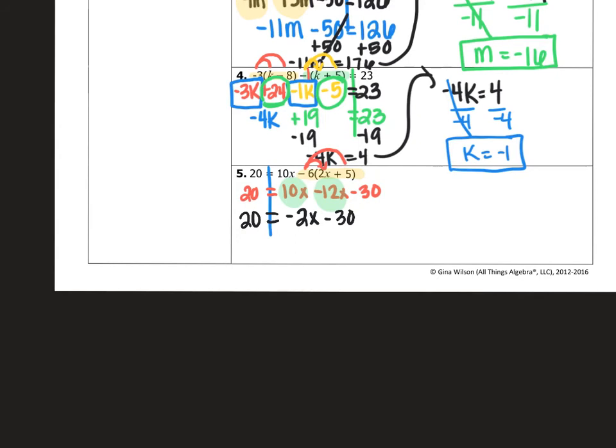My first step is I'm going to get rid of this negative 30. To get rid of negative 30, I add 30 to both sides. I have negative 2x equals 20 plus 30 is 50. Divide both sides by negative 2 because it's multiplying. When I divide both sides by negative 2, I'm left with negative 25 equals x.